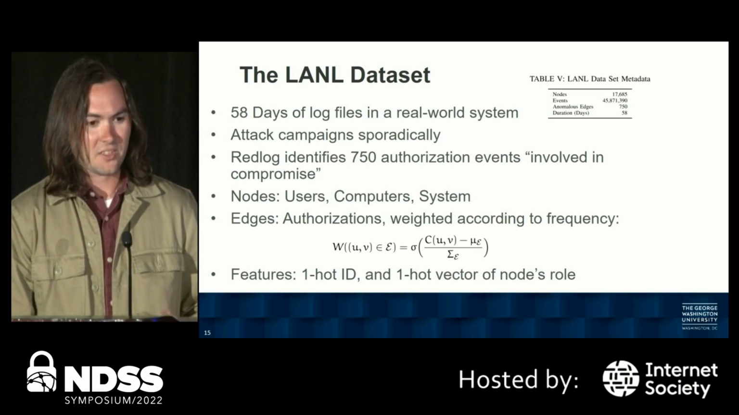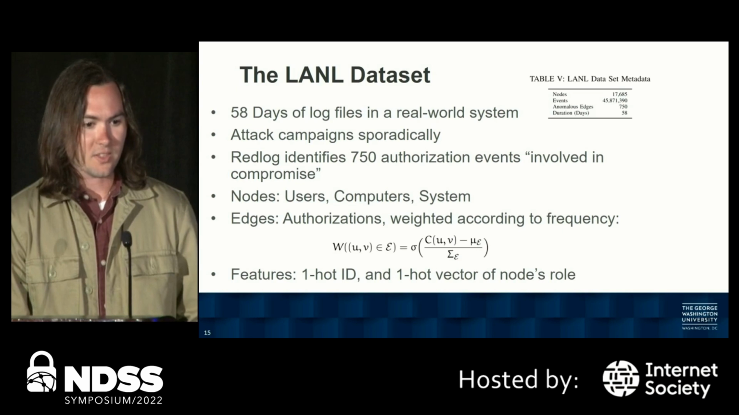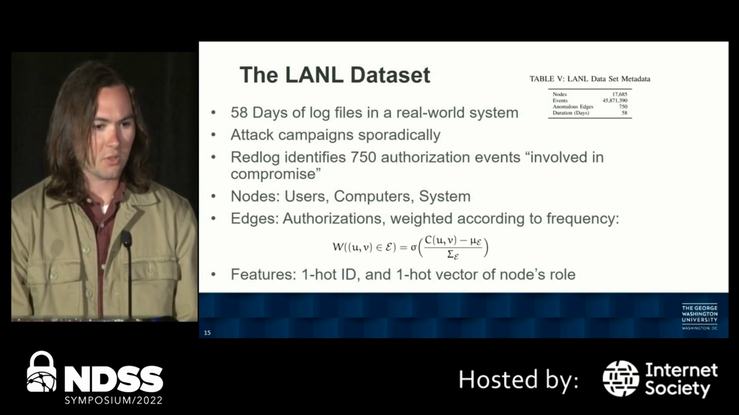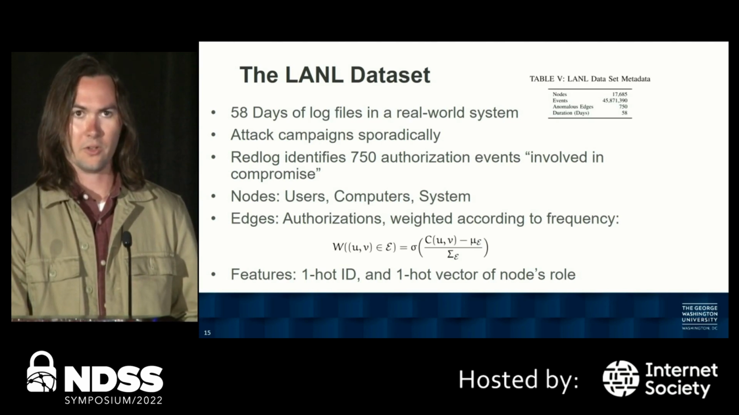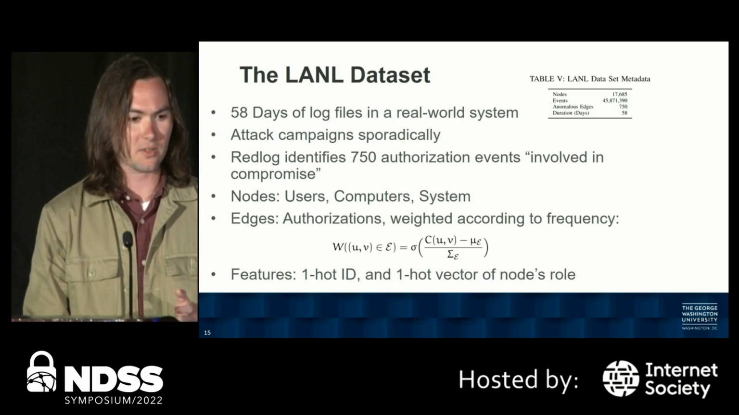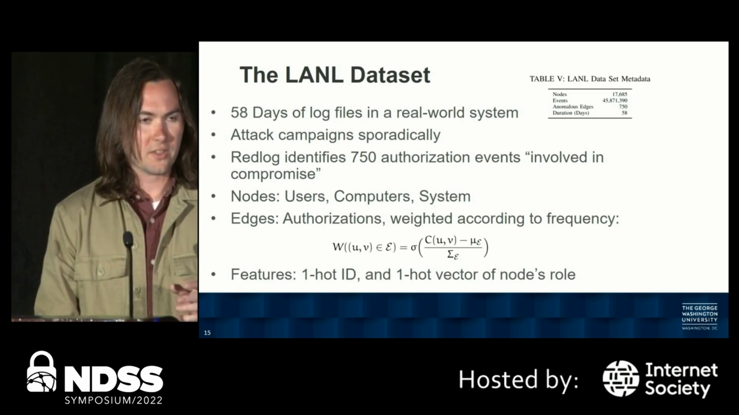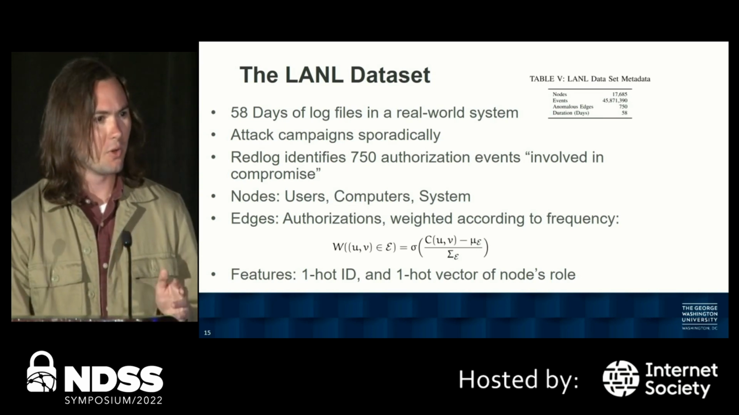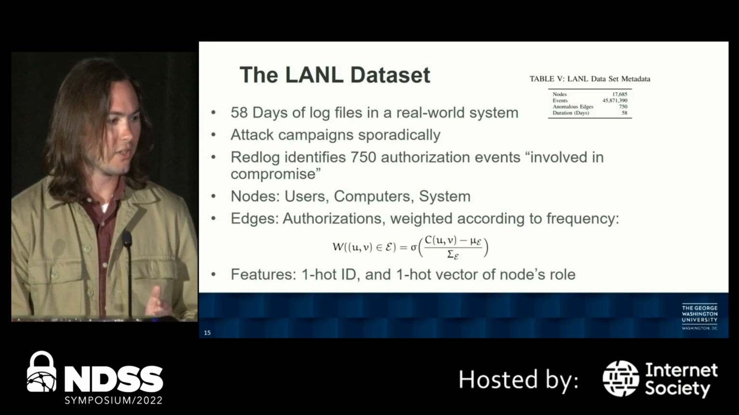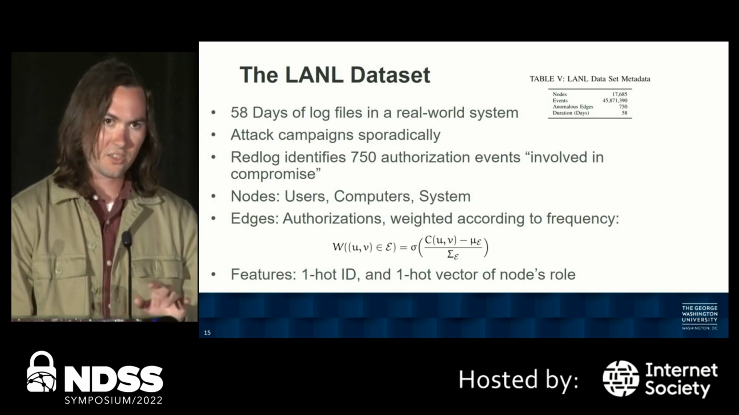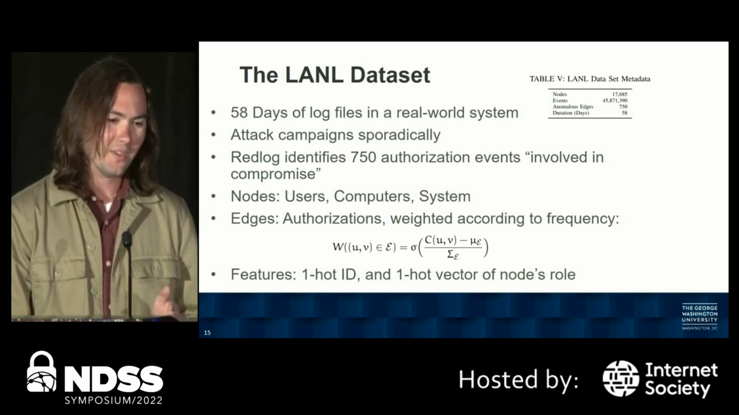The first data set we tested, and I believe the only one in the actual paper, is the LANL data set, which consists of 58 days of log files in a real-world system, where there are sporadic attacks, sporadic malware campaigns on that system. The red team log for this data set identifies 750 authorization events that were, quote, involved in compromise. And I put quotes around that because it's not very clear if that's when they were compromised and then they continued spreading malware, or what.